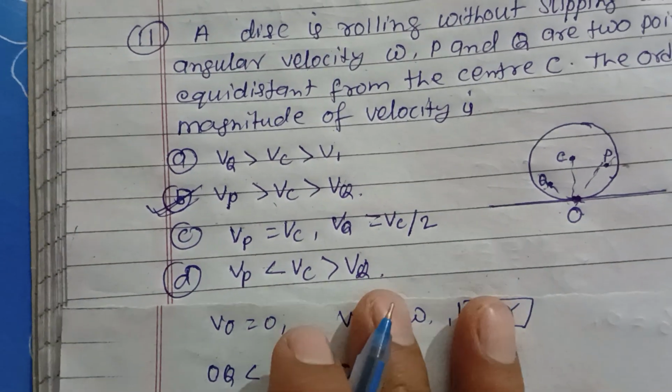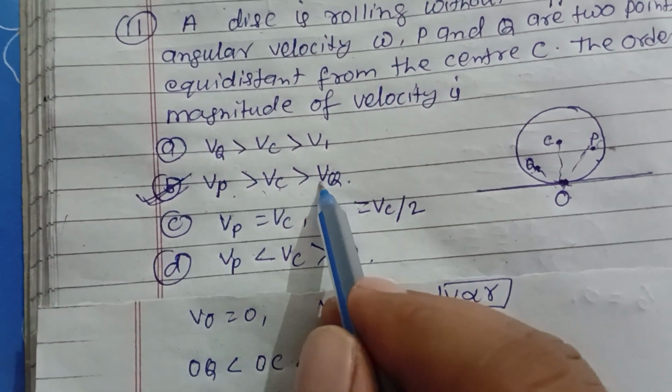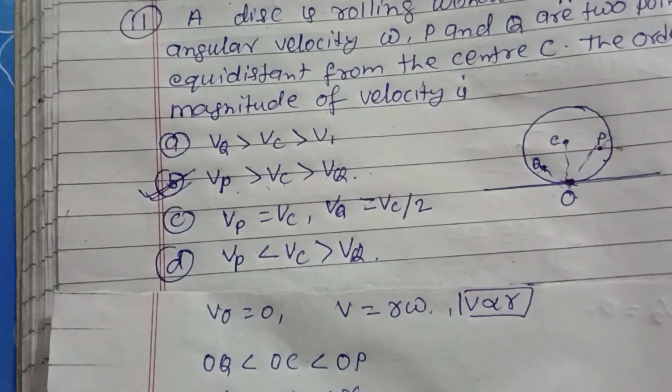We see the option here, VP is greater than VC and VC is greater than VQ. Okay.